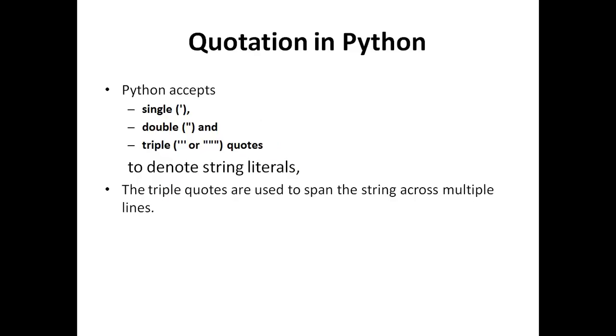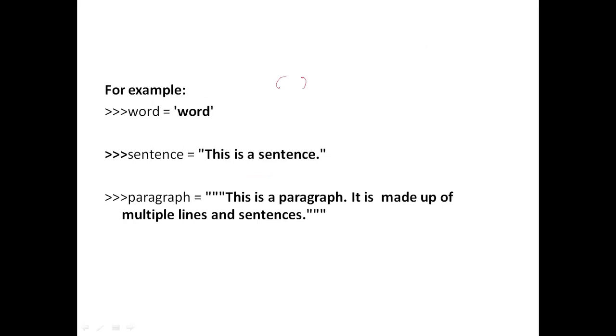So let's talk about the quotation in Python. In Python, the quotation is represented using single quote, double quote, or triple quote. Quotations are used to represent the Python string literals. Triple quotes are generally used to represent multi-line strings or multi-line comments also. Single quote, if you want to write a sentence, you use double quote, and if you want to use a multi-line string, then you use triple quotes.